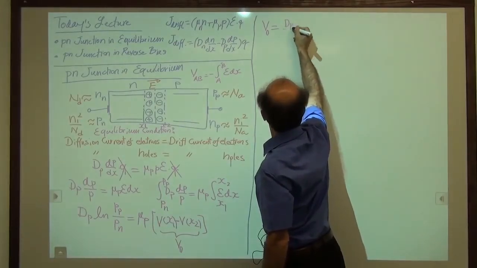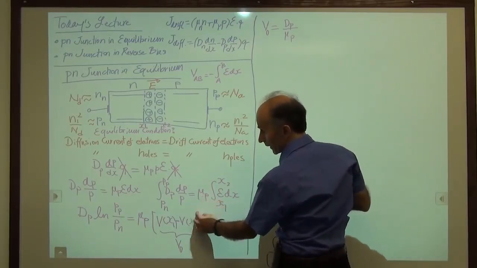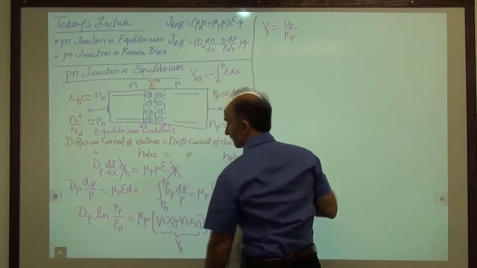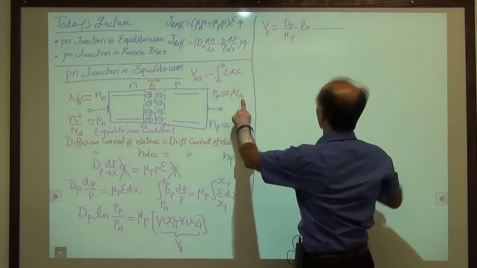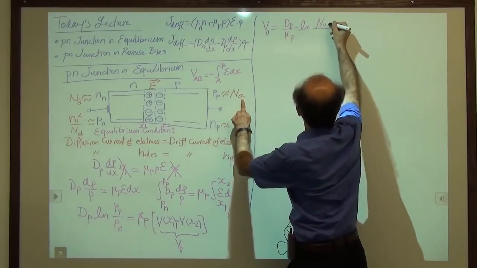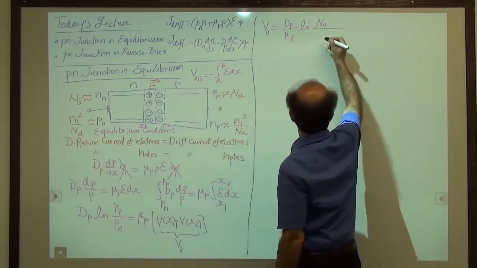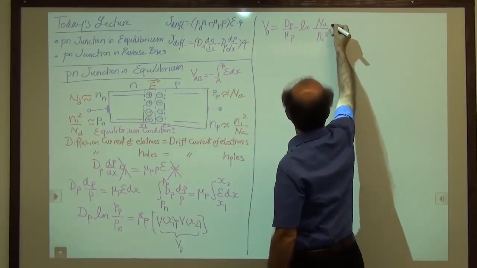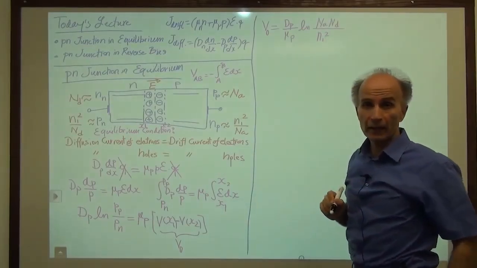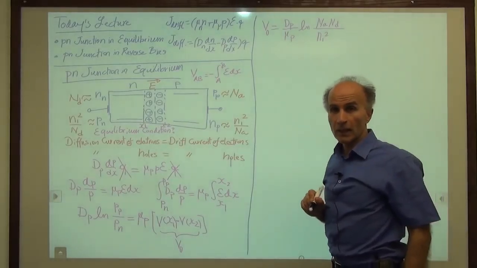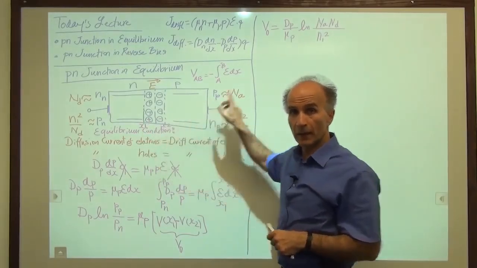dp over mu p. So that mu p goes under, this mu p goes under that dp. And then we have log of p sub p, that's na, divided by this, ni squared over n sub d. Ni squared over n sub d. So that is the voltage. This voltage is from here to here. The voltage measured between these 2 points is given by this expression.